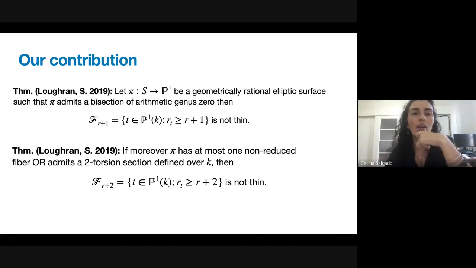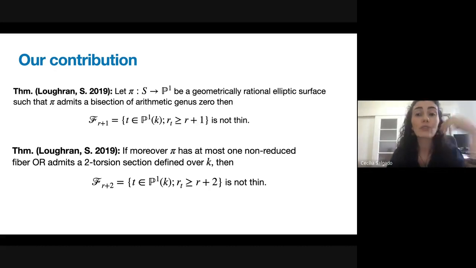But before I tell you about the proof, let's think about why I couldn't give an answer to Dan Loughran when he came to us, to Marc and to me, in 2018 in a workshop and asked whether this set was thin or not. So he really asked, is it thin, is it not thin? Because he also didn't know.